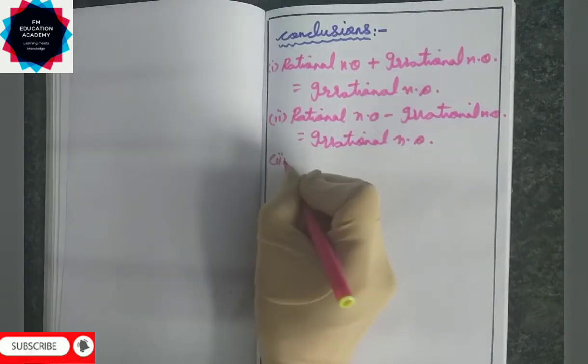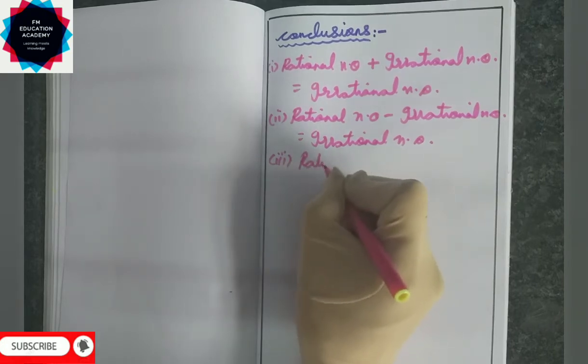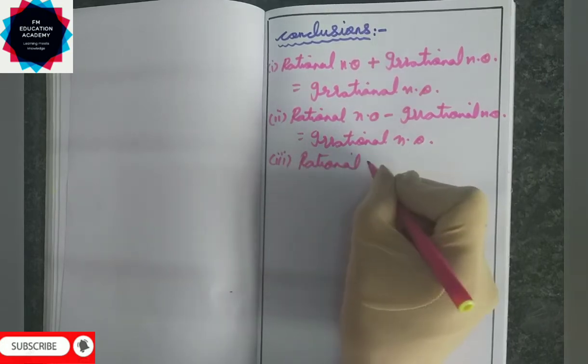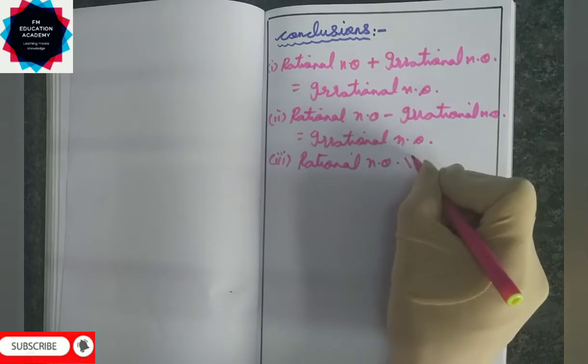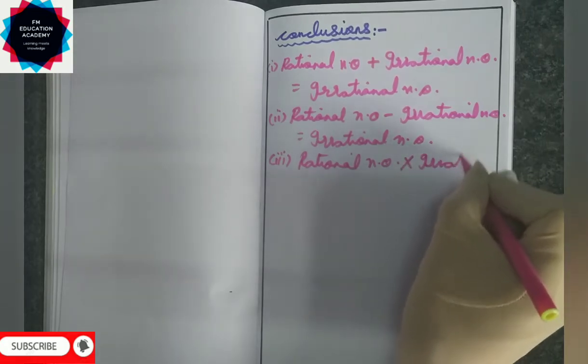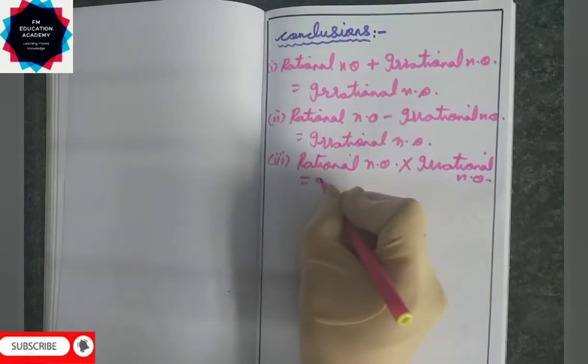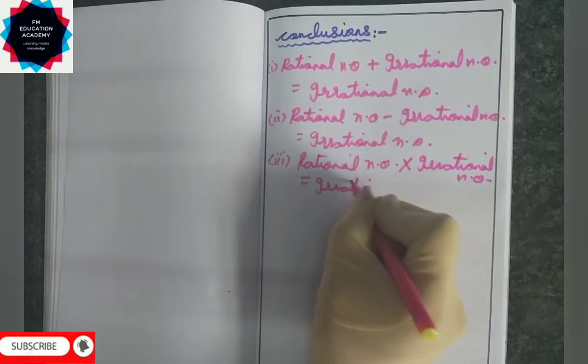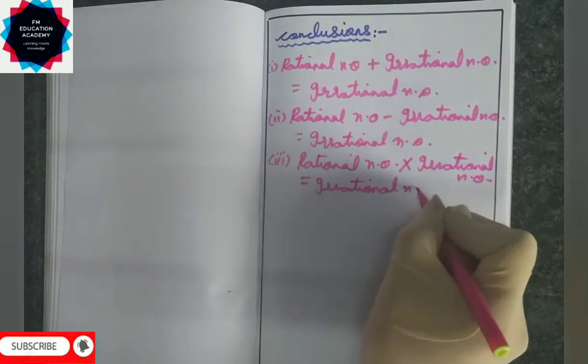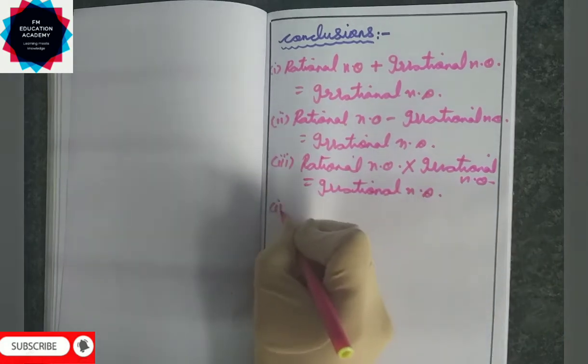Now, the third one we got is, if one number is rational and the other number is irrational, and if I multiply them, still I'll get an answer that is irrational. Whatever we discussed just now, I'm giving you the statements for you to understand and remember. So you can note this down in your book.